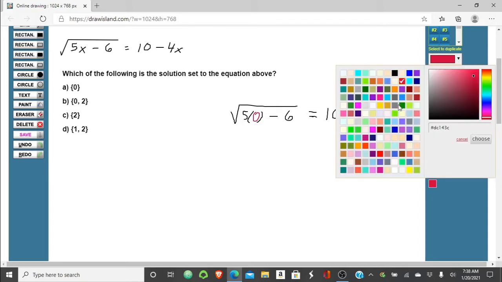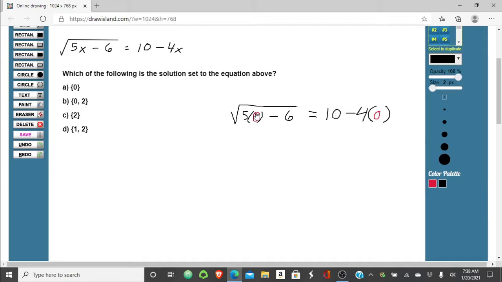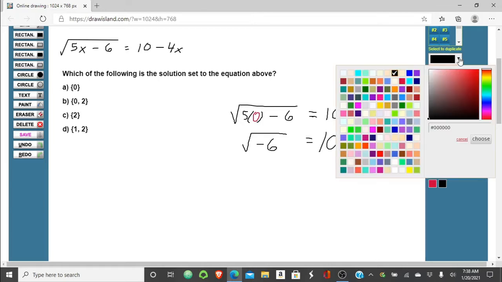Okay, so if I work this out, 5 times 0 is 0, and I get the square root of negative 6. And on this side, 4 times 0 is 0, so I get equals 10. Well, that clearly cannot work because the square root of negative 6 is i times the square root of positive 6, because you can't take the square root of a negative number and get a real number. So we're going to eliminate 0 as a potential solution.